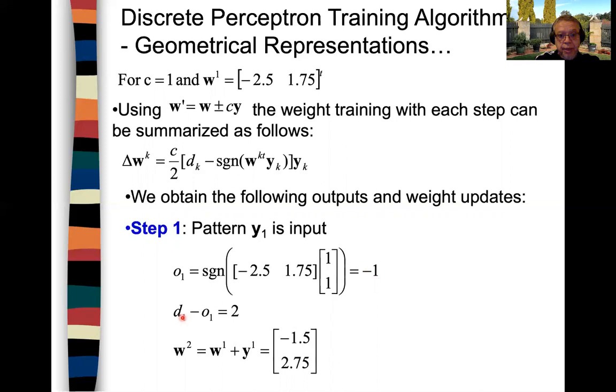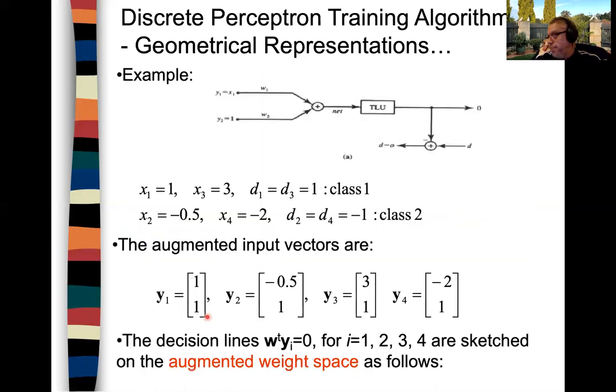And then we know that Y1 belongs to class 1, so D1 has to be equal to 1. So D1 minus O1 would be 1 minus minus 1, so it'd be plus 2. In this case, I would need to move in the positive direction of the gradient. So my new weight W2 equals the old weight, which is this one, plus Y1, which is [1, 1].